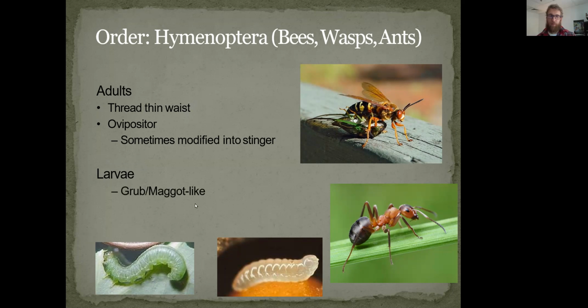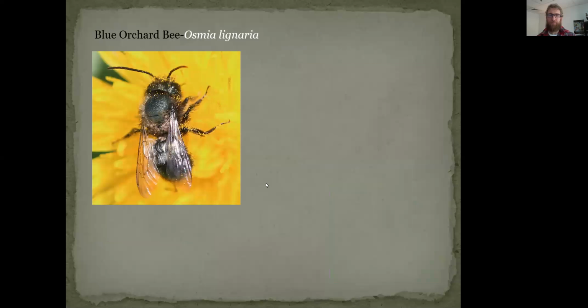And the larvae, a lot of people don't realize, are these little gooey guys. Most of them are going to be grub-like, especially in the social ones. Caterpillar-like, that's mostly with the sawflies, which is a smaller part of the order. A lot of people don't know about them.